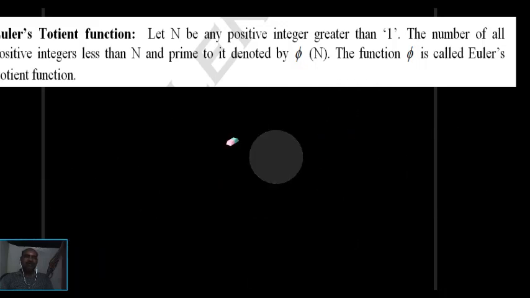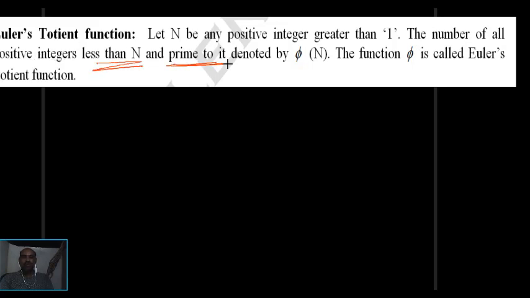So first of all, the Euler's totient function definition. Listen, students. Let n be any positive integer greater than 1. The number of positive integers less than n and prime to it, that is co-prime, is denoted by phi of n. The function phi is called Euler's totient function.